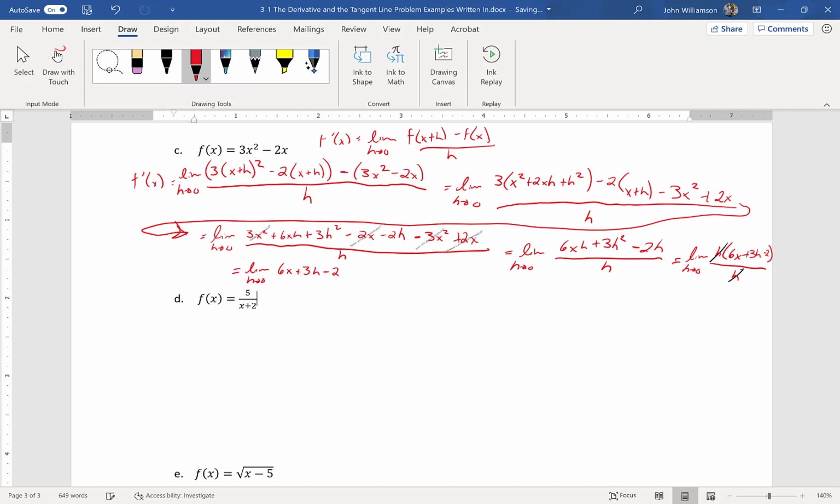We've taken care of division by 0. Now we can directly substitute into this for h. So subbing in 0 for h, we now notice the limit notation is going away because we have evaluated the limit. So 6x plus 3 times 0 minus 2, which then just gives us 6x minus 2, which is f prime of x.